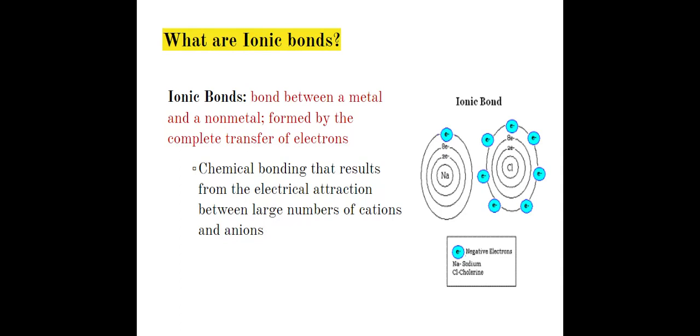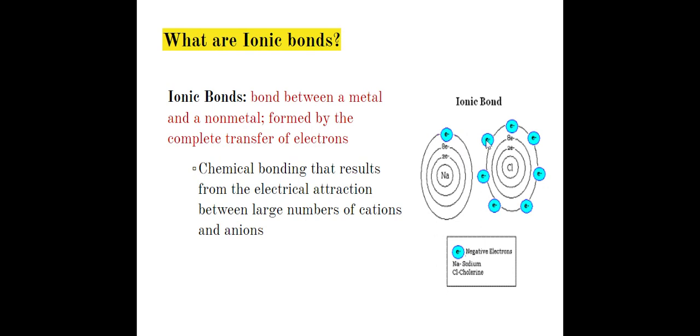If you remember the introduction to bonding, you'll remember that ionic bonds are just bonds between a metal and a nonmetal, which is formed by the complete transfer of electrons. So it is a bonding that results from the electrical attraction between large numbers of cations and anions. Basically, an atom that already has a significant amount of valence electrons is very attractive to an atom that only has one or two or three.